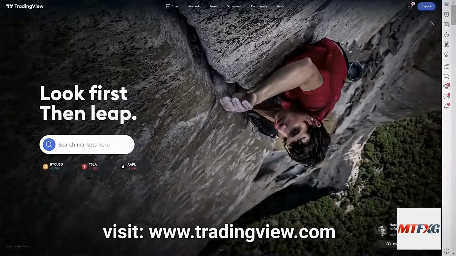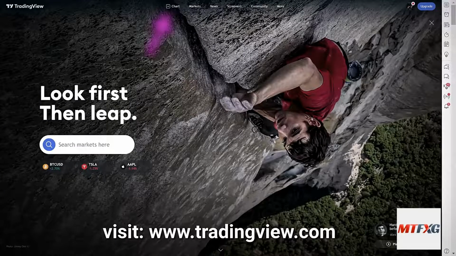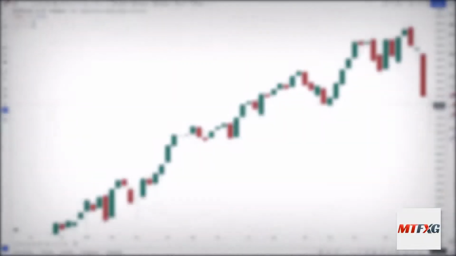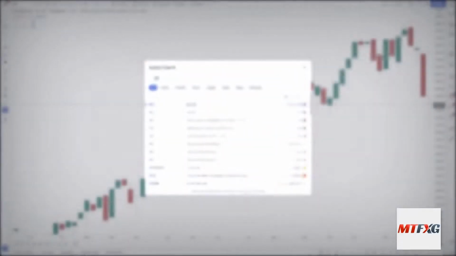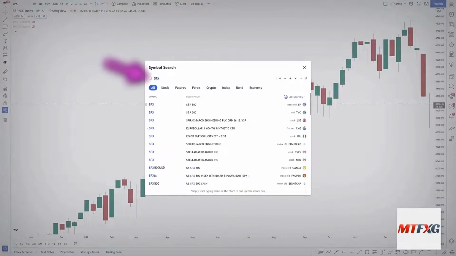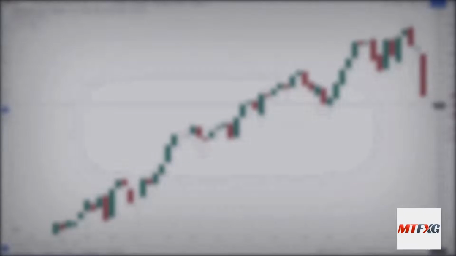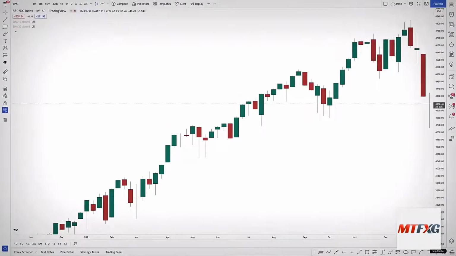Go to tradingview.com. Click the chart over here. Click the box over here to search for your preferable stocks or cryptocurrencies. Click on your selected stocks or cryptocurrencies. Now you should have your chart available.